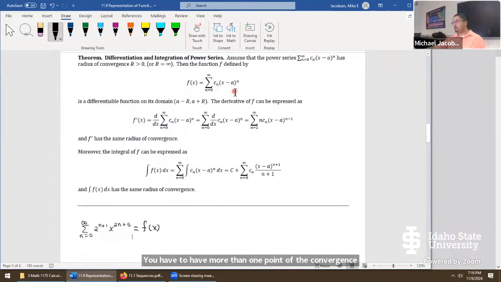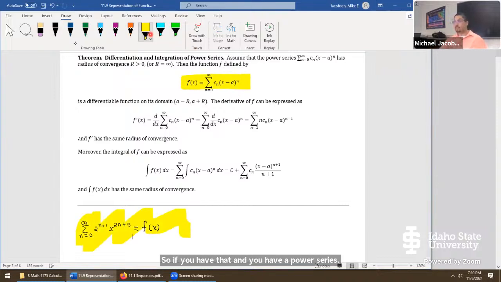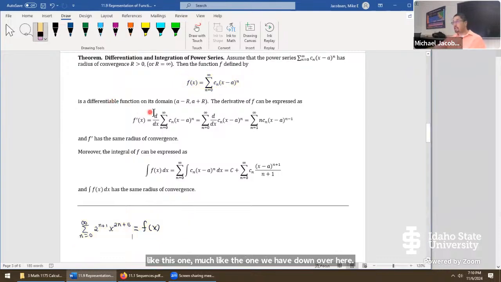So if you have that, and you have a power series, much like the one we have down over here, then you can differentiate it. It'll be differentiable on its domain, a minus r, a plus r. This right here, even though it's called its domain, is the interval of convergence.